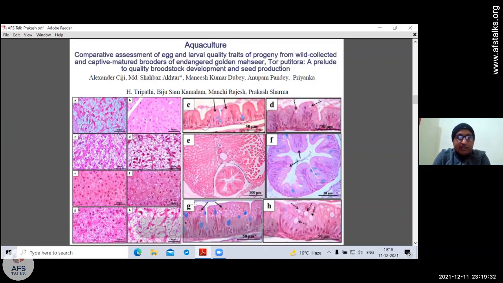And then we could see the dynamics of nutrient in the liver. The left-hand side image is from the liver. This is the nutrient deposition dynamics, the evacuation of the hepatocytes. It was happening so quickly in the wild larvae compared to the captive larvae.